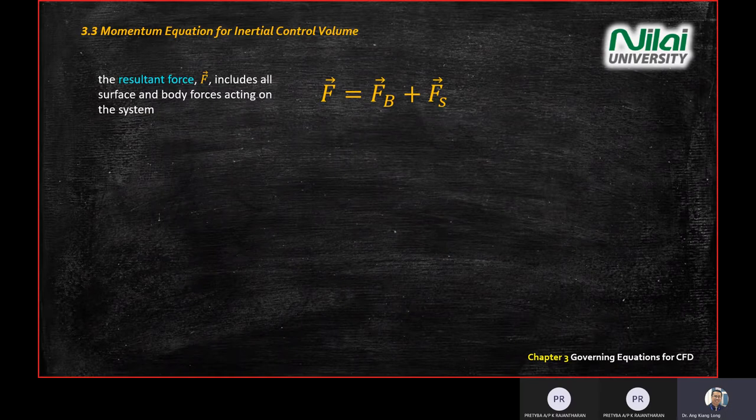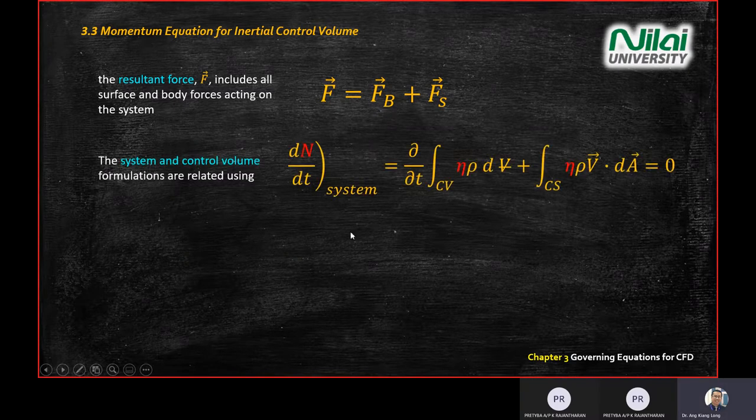When you consider a momentum equation, we look at two forces, which are the body force and the surface force. On the screen you will see F equal to the body force, FB, plus the surface force, FS. We use a general differentiation equation for our system. Our system consists of the control volume and control surfaces. So when we talk about momentum, we take what happened in the control volume plus what happened in the control surface.